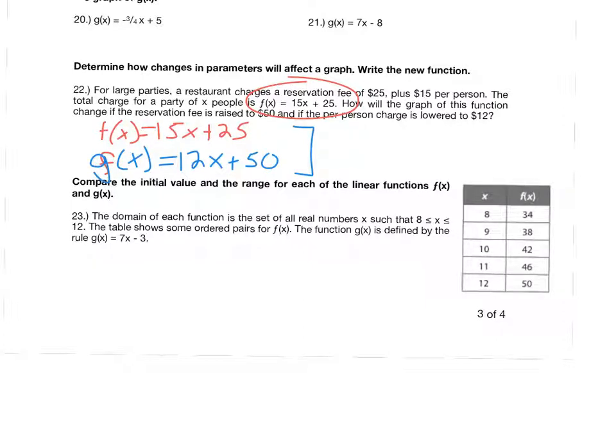So if we look at this, how would that change? Well, it looks like our y-intercept increased by 25, so it would shift up 25 units. What else happened? Our slope decreased. So because our slope decreased, it would be less steep.